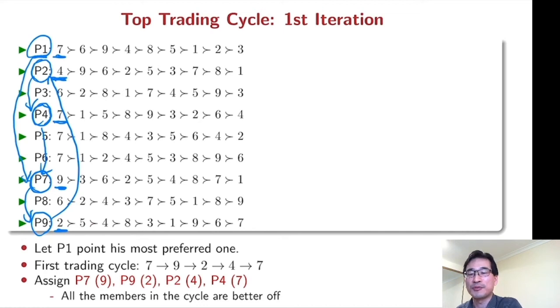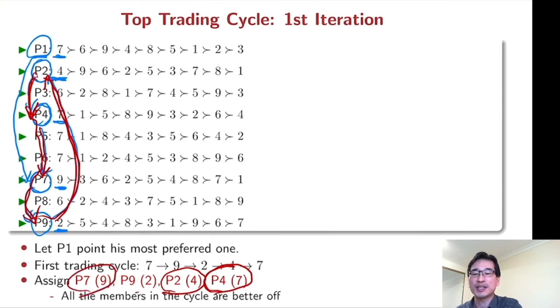It starts from, for instance, 2, 4, 7, 9, 2 again. So we have a cycle. The starting point doesn't matter. So now 2 has 4's office, 4 has 7's office, 7 has 9's office, and 9 has 2's office.